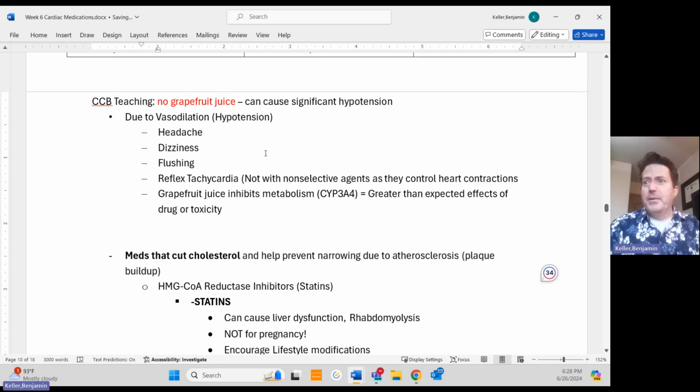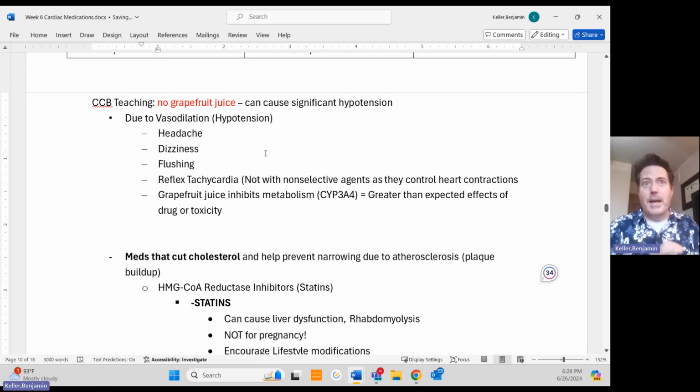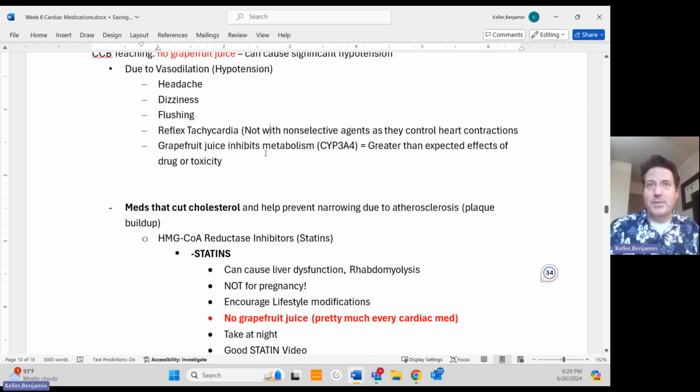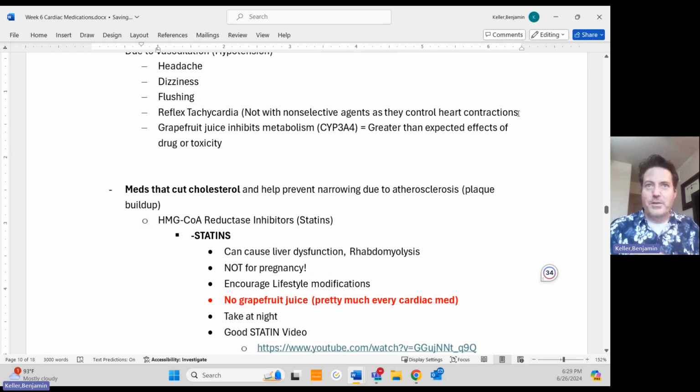Teaching for calcium channel blockers: no grapefruit juice. It can cause significant hypotension due to vasodilation. It can cause headache, dizziness, flushing. It can cause reflex tachycardia with the non-selective type, because those are the ones that are selective for the heart. The verapamil and the diltiazem, those are the non-selective ones, and they control the heart contractions, and so they can cause reflex tachycardia. That means that the heart gets fast. Even though we slowed it down, now it's getting fast.